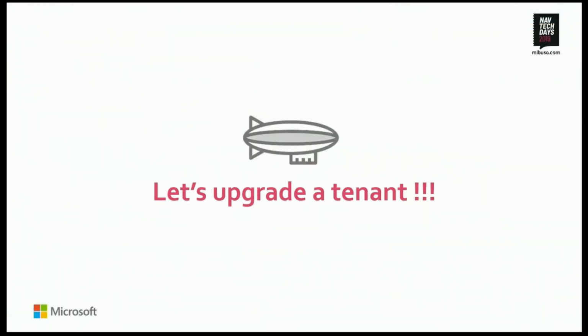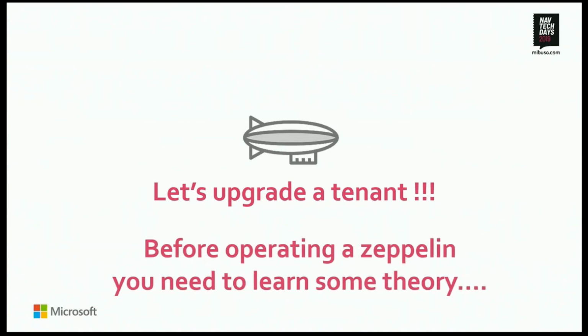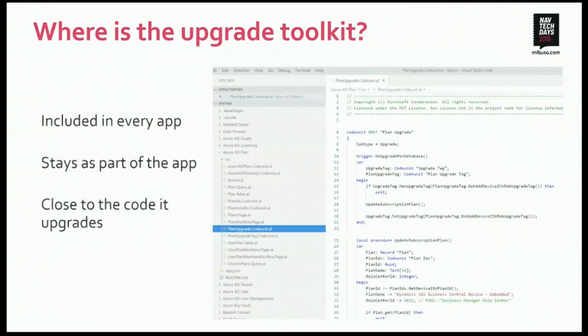So, we hope that we got you excited and that you want to upgrade a tenant. But before operating the Zeppelin, the last thing that we are going to do is to go through some theory. So the first question is, where is the upgrade toolkit? And we got this question a lot. And the difference between the previous version and this version is that the upgrade toolkit is now included in every app.